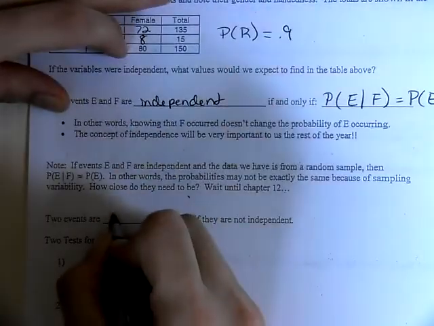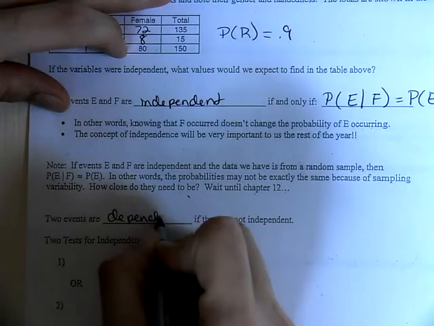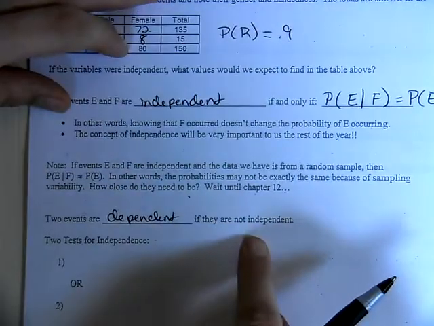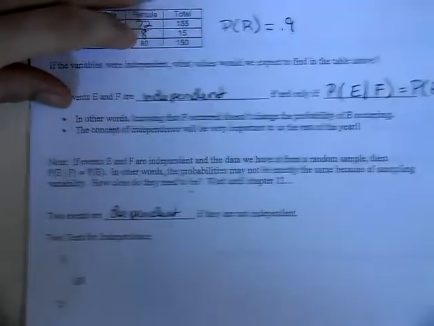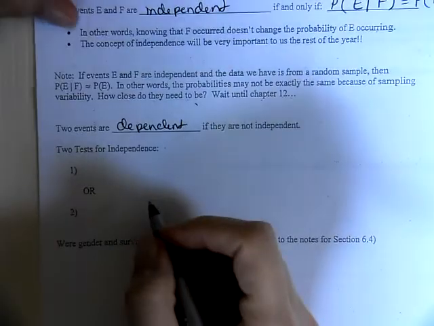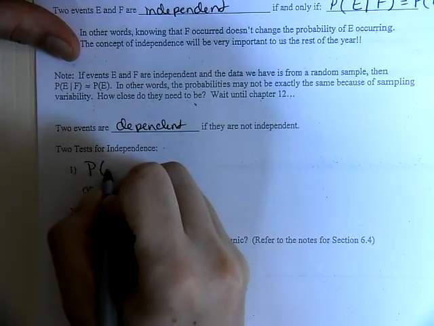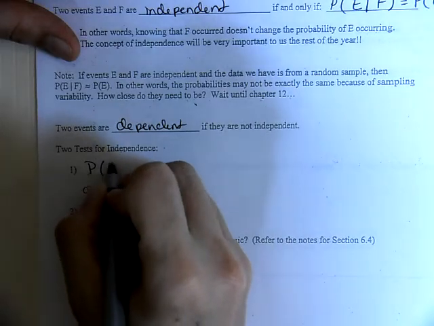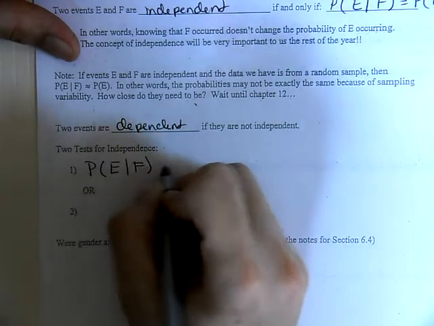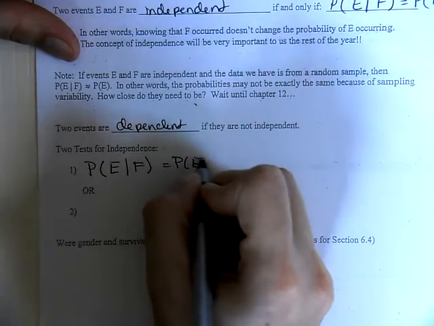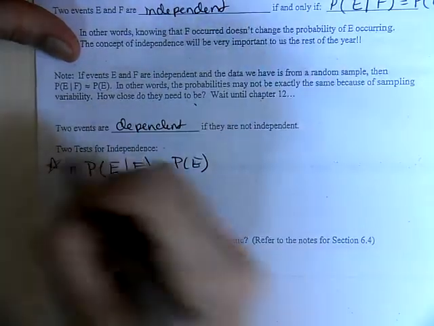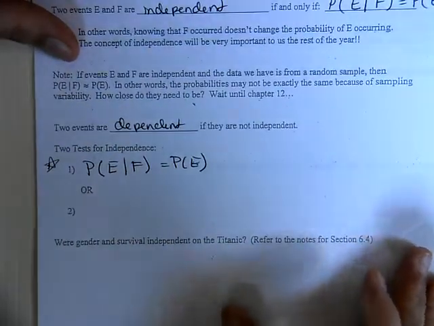So two events are dependent if they're not independent. So there's two tests for independence. These are the two you're going to need to know. They're not on your formula sheet. The first one is the one that I wrote above. It sort of makes sense to me. E, given that F already happened, should just equal E. This is the one that AP readers tend to like when students use.